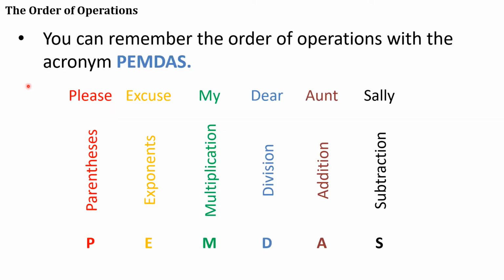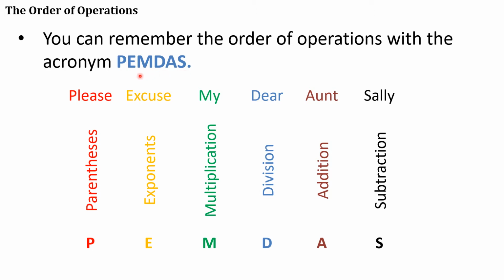Now, there are a few ways that we can remember the order of operations, and one of them is using the acronym PEMDAS. The P means parentheses, the E means exponents, the M means multiplication, the D means division, and we remember that multiplication and division we do from left to right, depending on where they are in our expression. And then we do addition and subtraction. The A means addition, the S means subtraction, and those two we also do depending on where they are, from left to right.